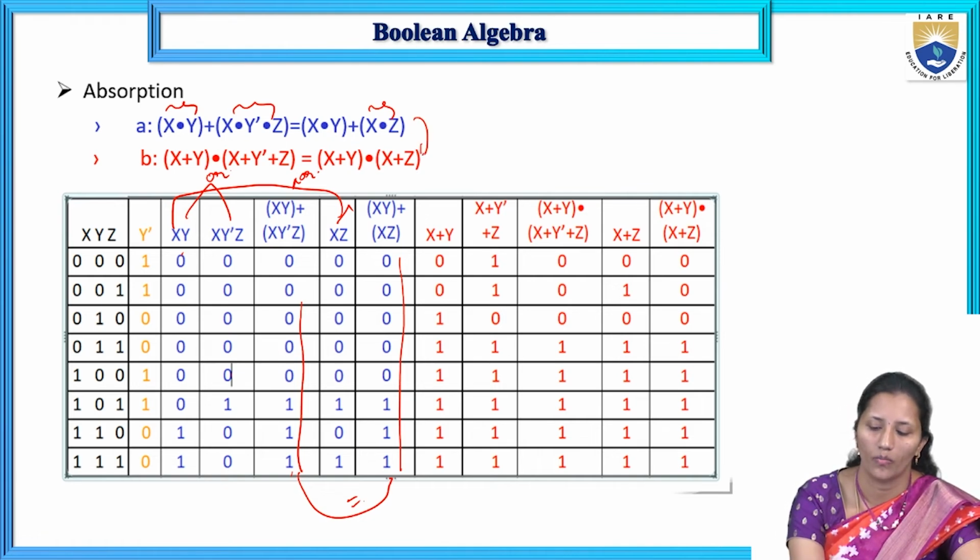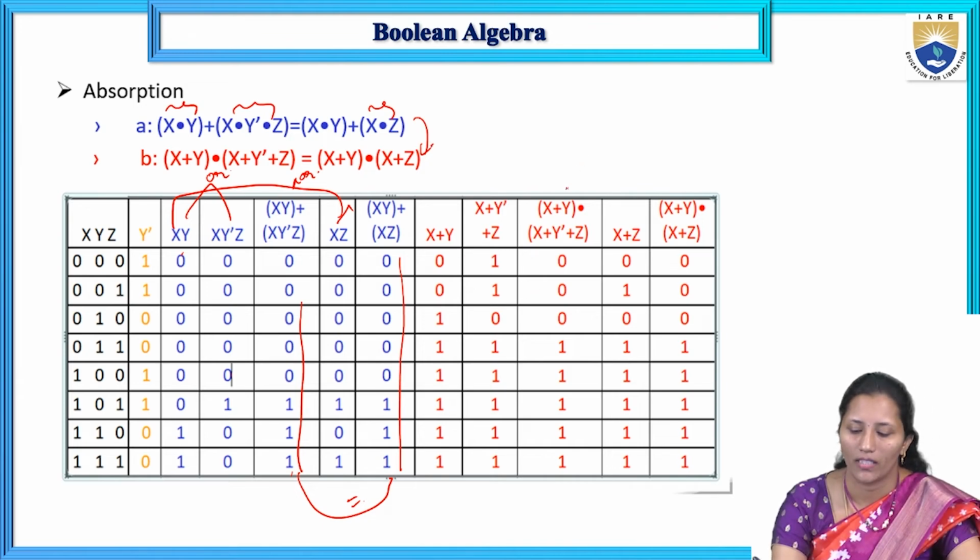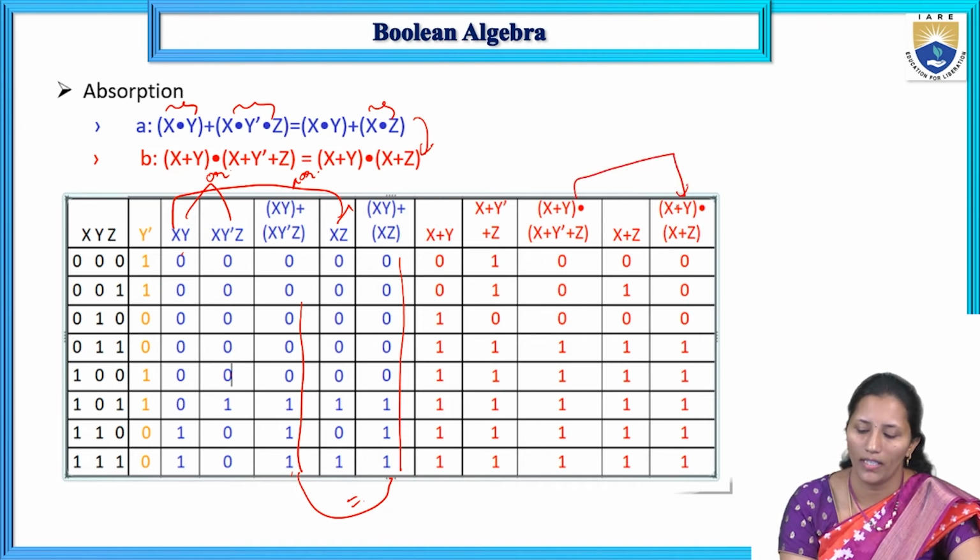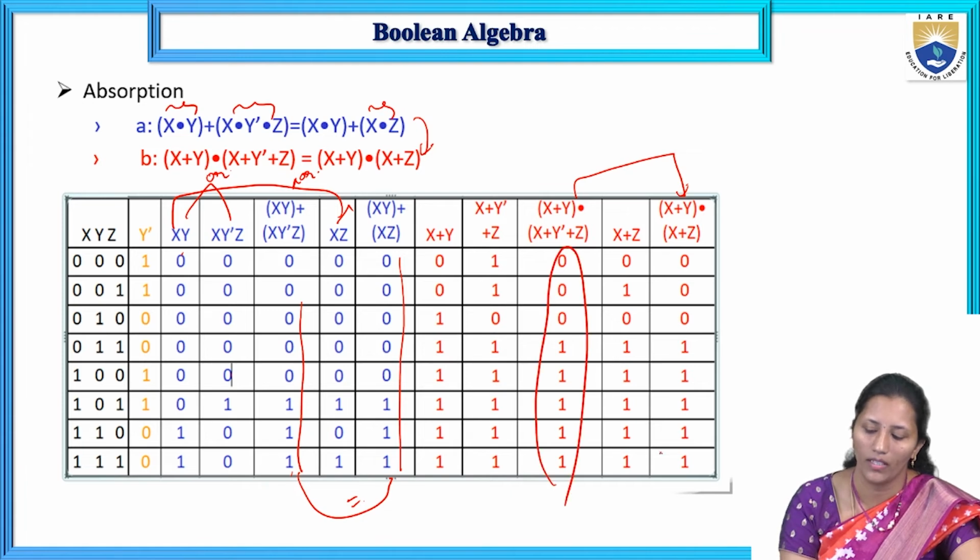So like that we have to prove the duality also. In duality, x plus y dot x plus y bar z is equal to x plus y dot x plus z. So both the values are becoming equal.